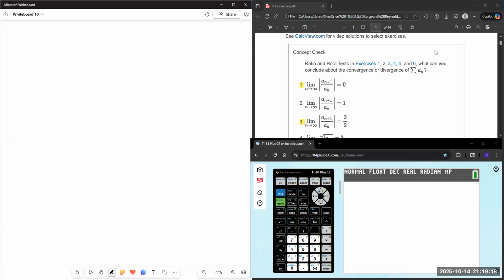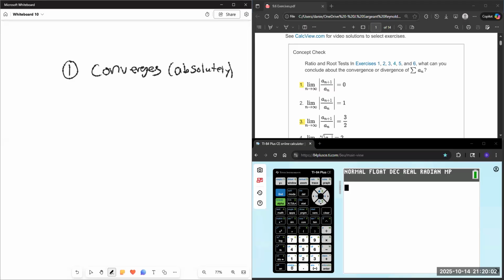So what can we conclude about the convergence or divergence of the series a_n if we know that the absolute value of the ratio of the (n+1)th term to the nth term is equal to 0? For number 1, we can say that it converges, and I would say absolutely here, because I don't know if this is an alternating sequence, but because it involves absolute value bars, it tells me that it's absolutely convergent, not conditionally convergent.